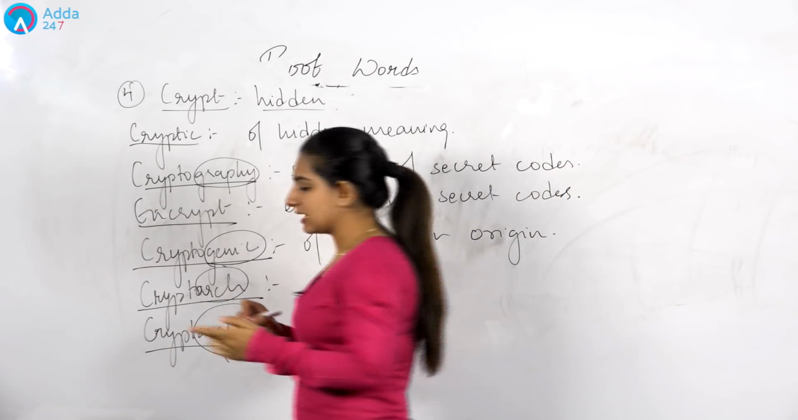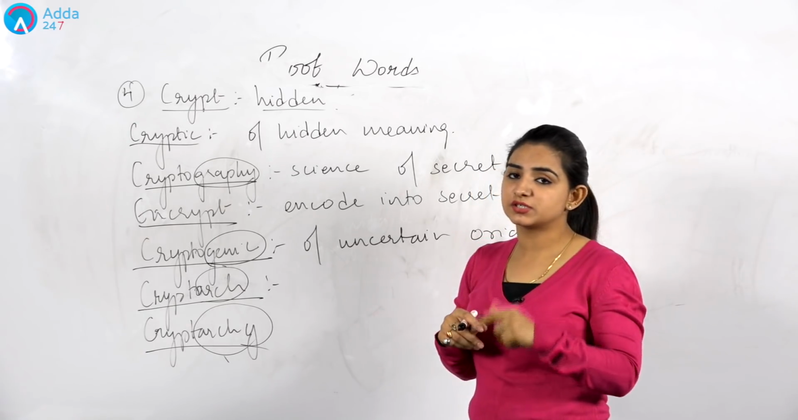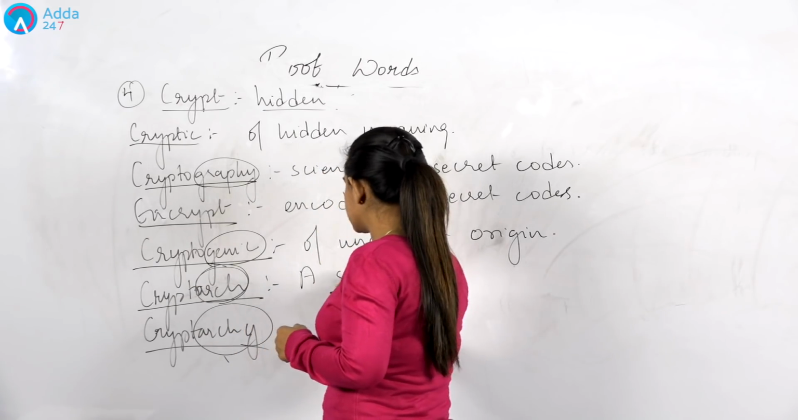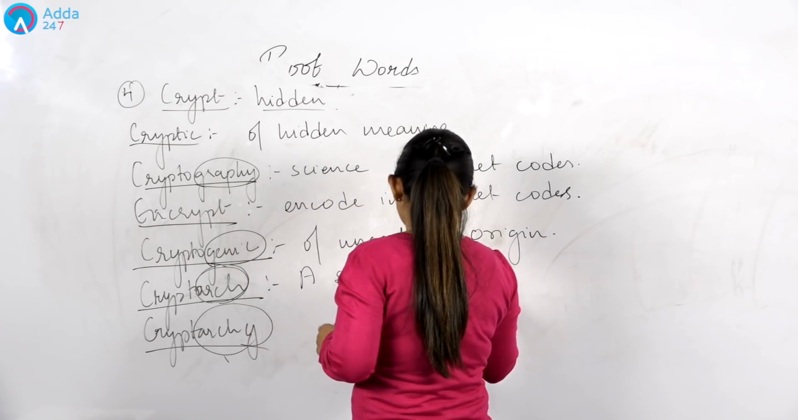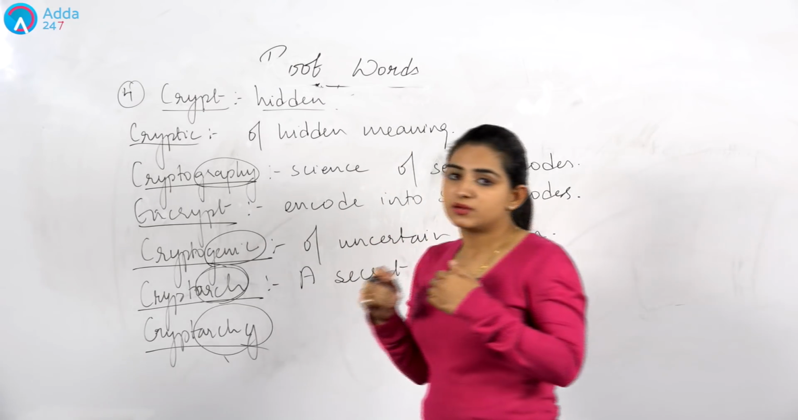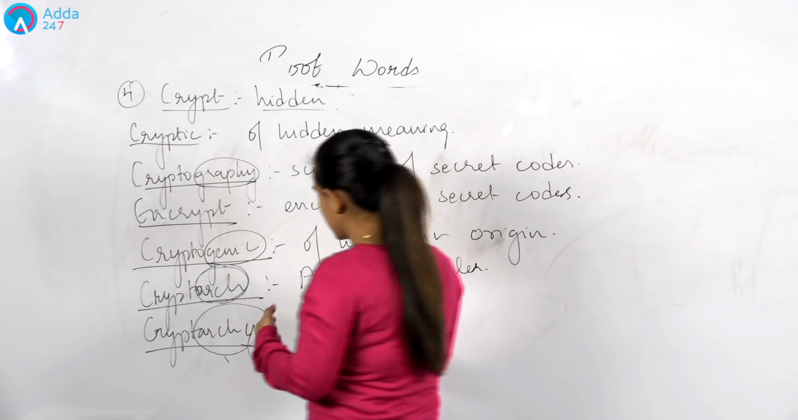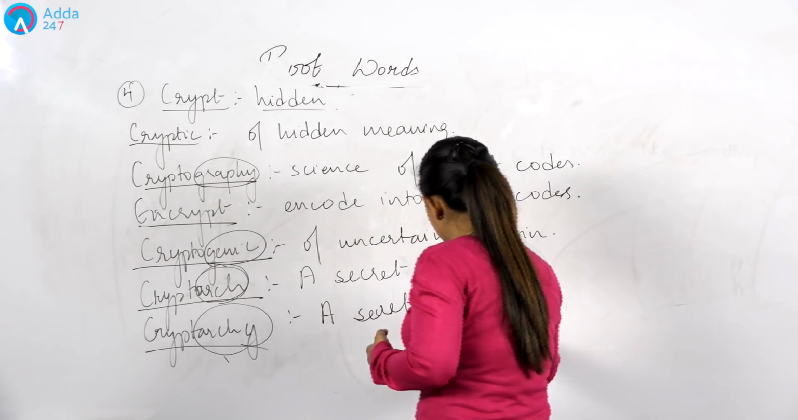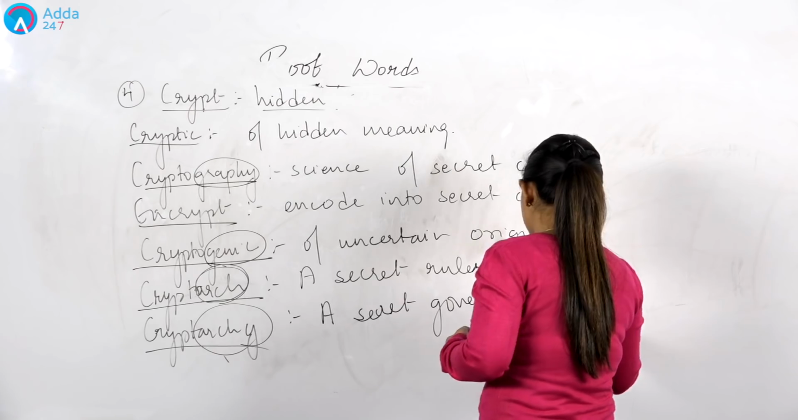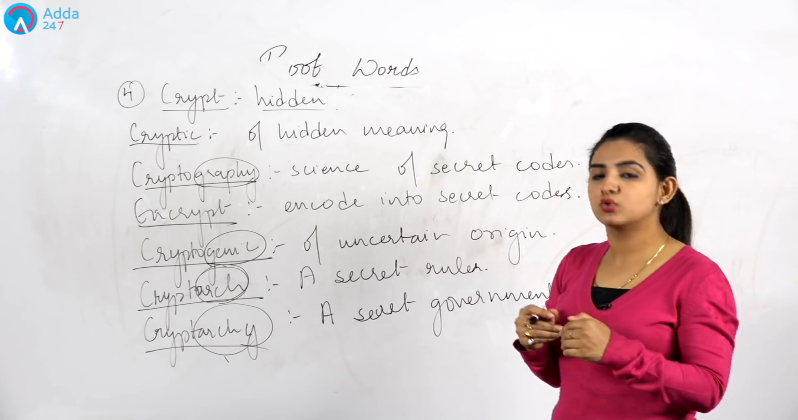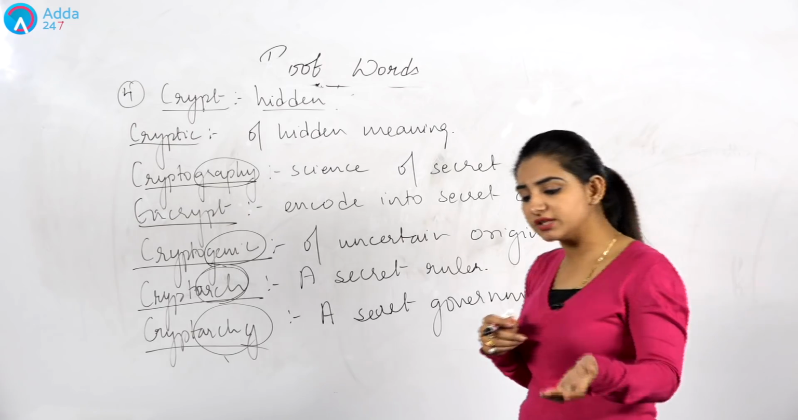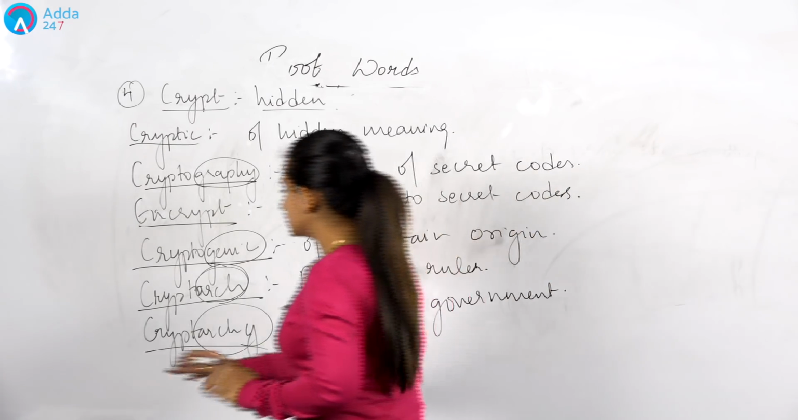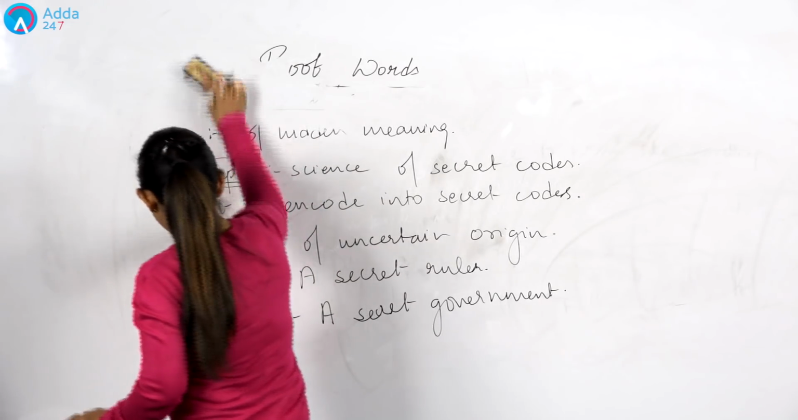Then we have cryptarch. As I told you, arch or archy are related to governance or government. Arch is a ruler. So cryptarch means a secret ruler. That means there is a ruler in the country, but nobody is aware of it. Then we say cryptarchy, it means a secret governance, a secret government. That means there is a government that is controlling the economy and the country, but nobody is aware of that government.